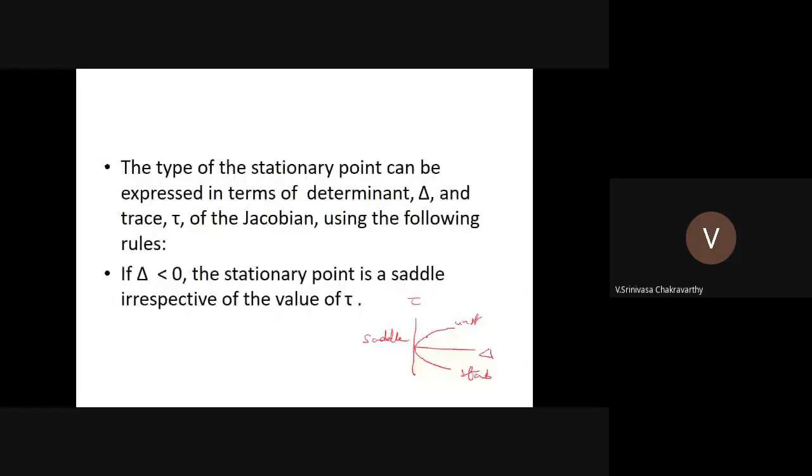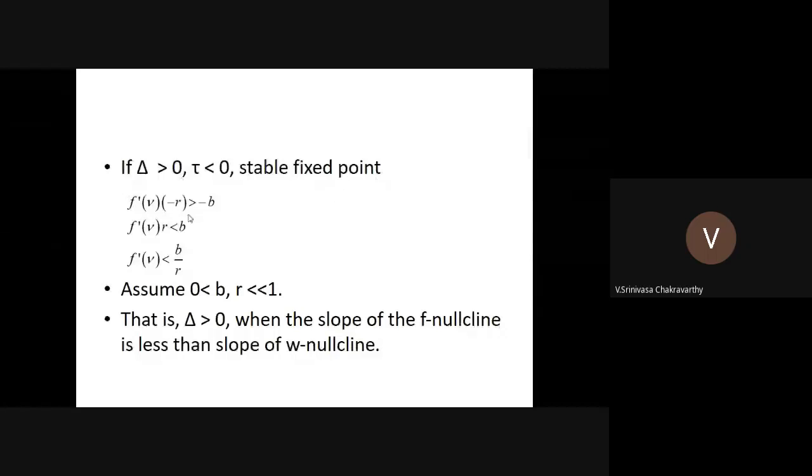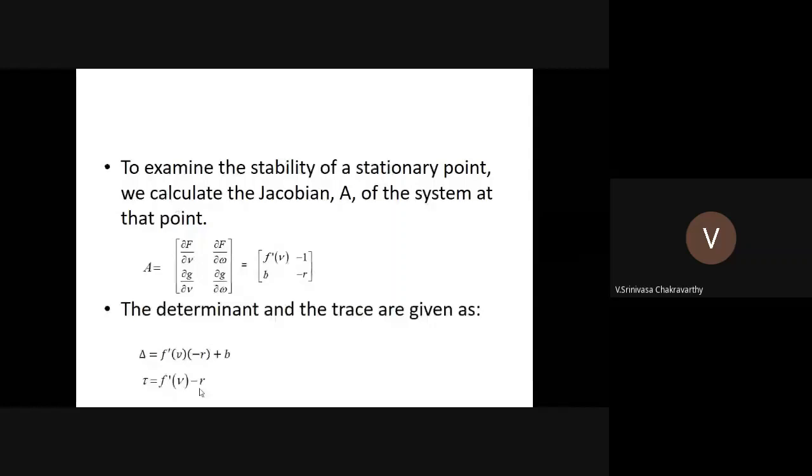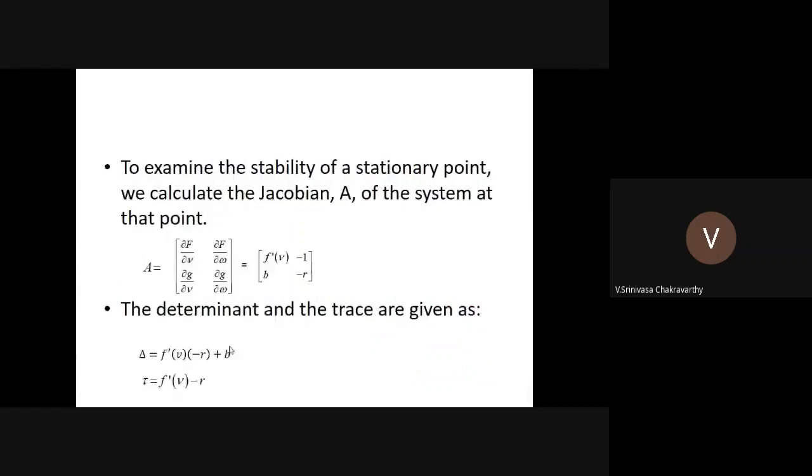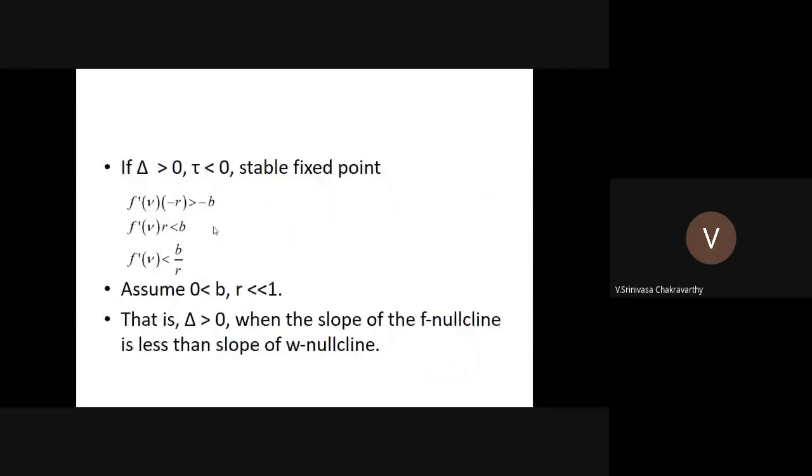So for delta less than 0, you have a saddle. For delta positive and trace positive, you have unstable, and so on. So let us see that. For delta positive and tau negative, it is a stable fixed point. Now for that, this quantity must be positive. This quantity also must be positive. So this quantity must be positive means this minus should be greater than minus b. Okay, so that means multiply both sides by -1. You get this is less than b, and this is less than b by r.